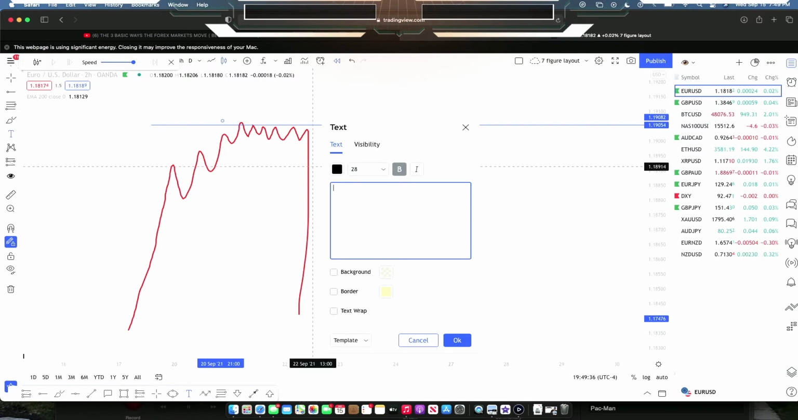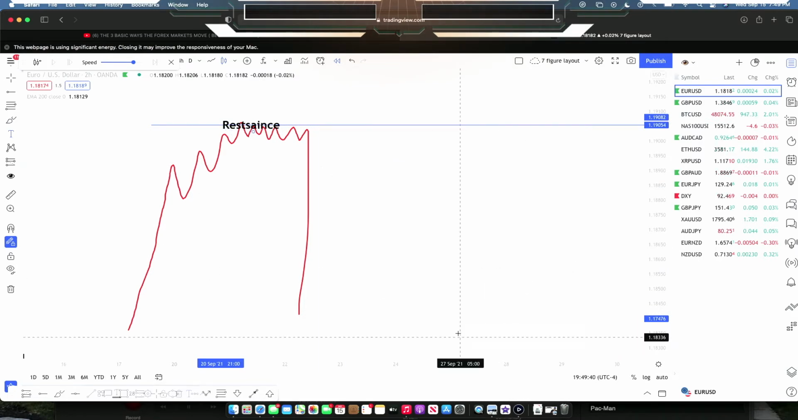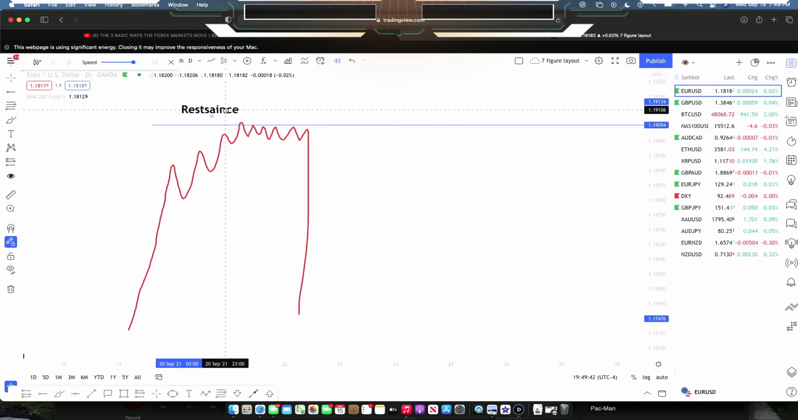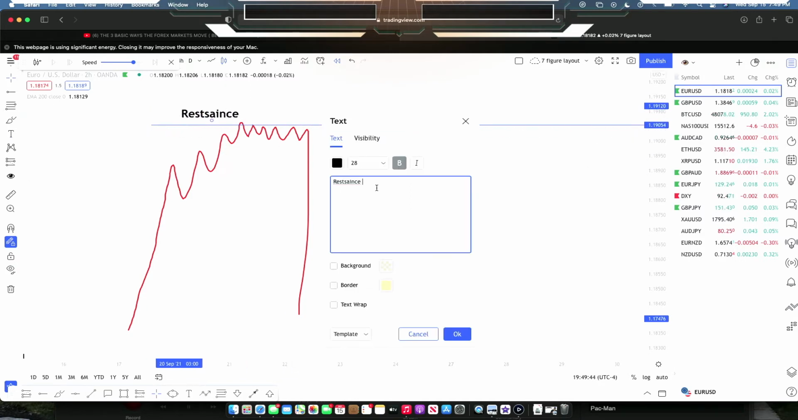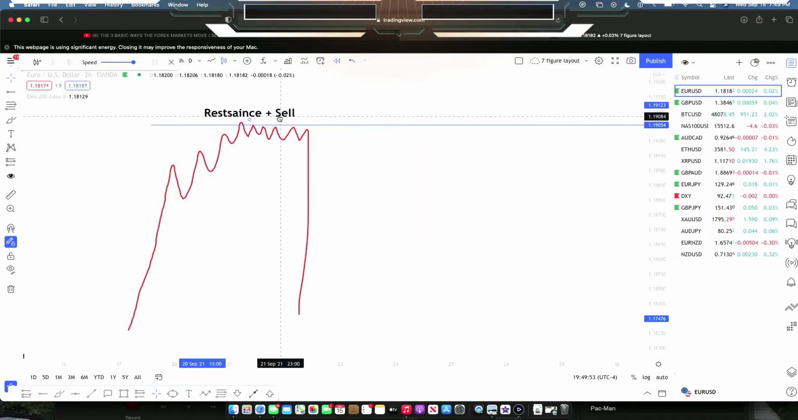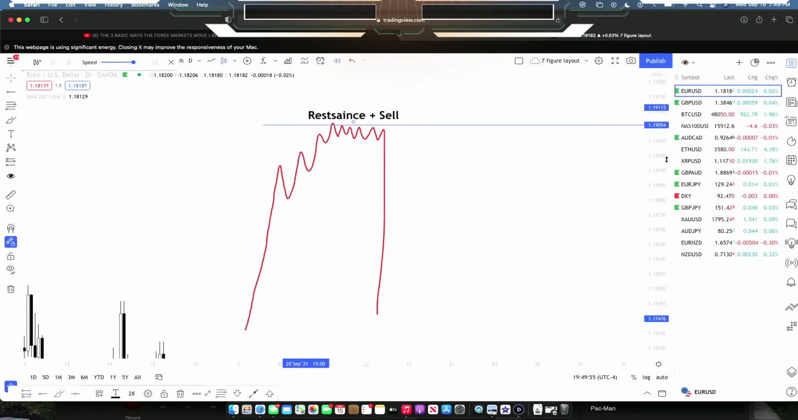Now, I'm also going to go to the charts and show you guys this, way more on the chart so you can actually see. Now, I did spell resistance wrong. That is okay. We are here to learn how to trade, not learn how to spell, right? So at resistance, we're going to be looking to sell, right?